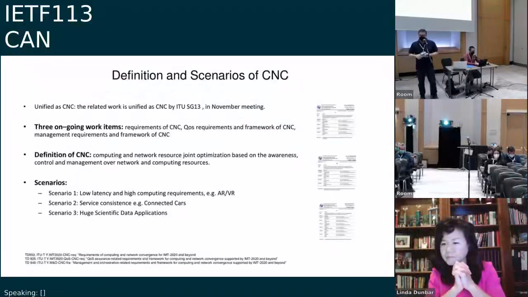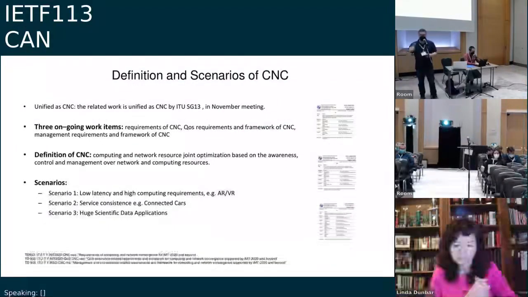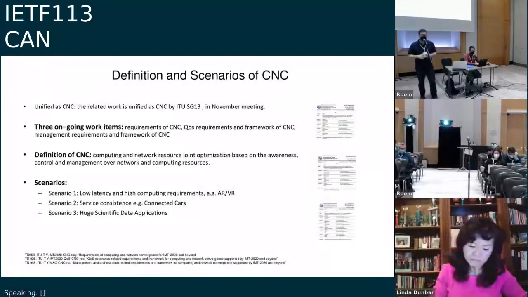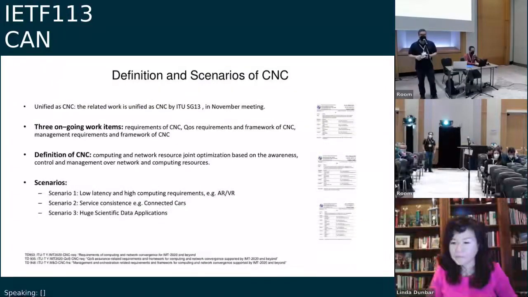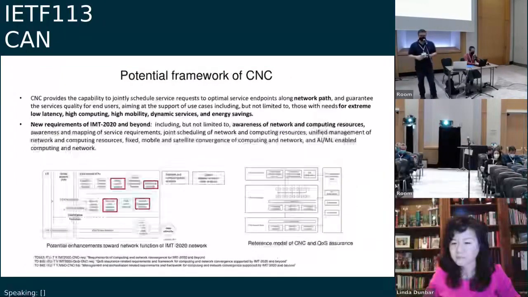So CNC is considering three work items at this stage. One about the requirements, another one about the QoS framework, and another one about management and orchestration. The scenarios or use cases that they are considering for illustrating and developing the capabilities are low latency and high computing requirements, service consistency, and huge scientific data applications. These are the use cases where they have elaborated the needs that are expected to be documented in the ITU-T recommendations later on. Next, please.